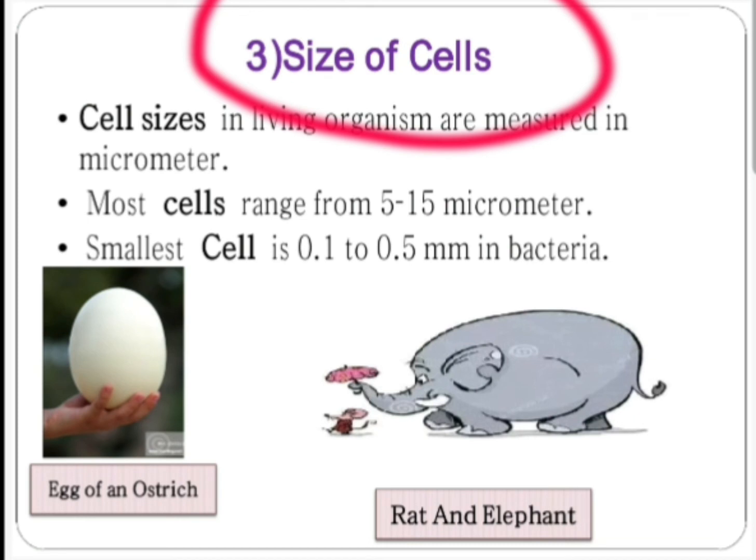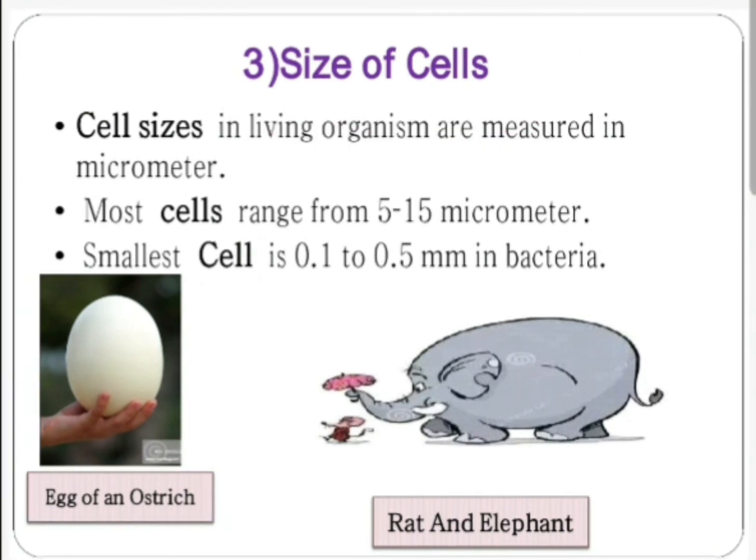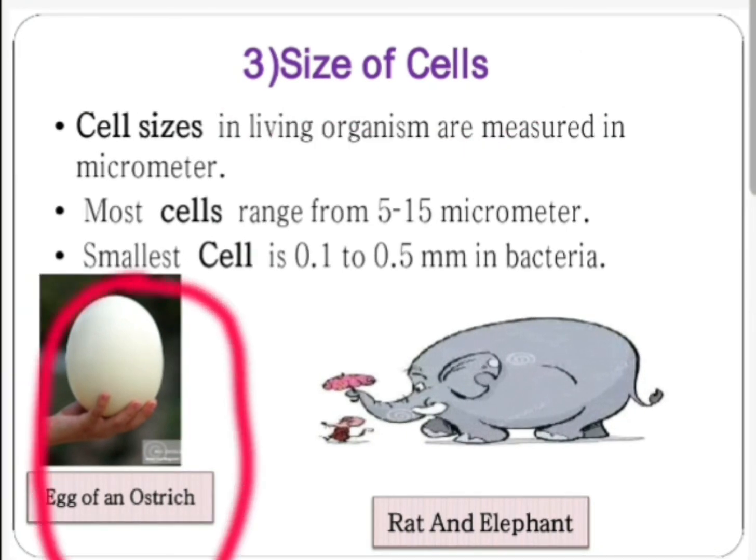The largest cell, measuring 170 micrometers by 130 micrometers, is the egg of an ostrich.